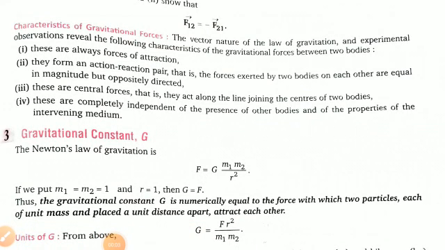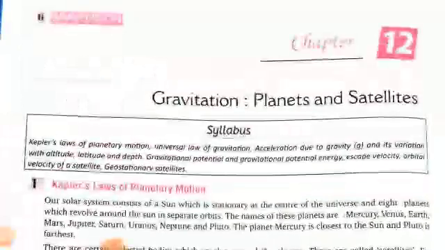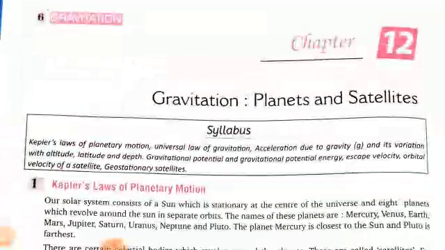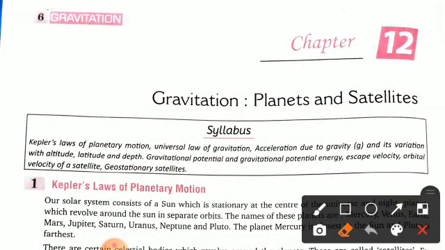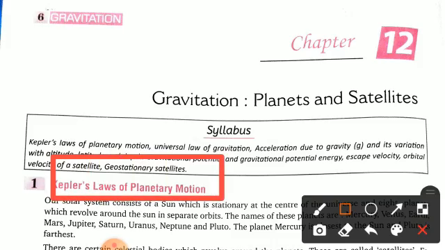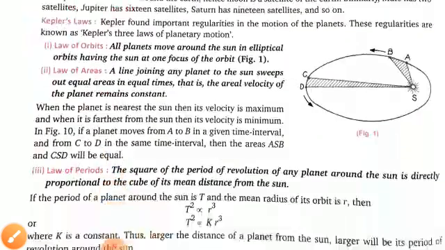As you all know, we are discussing the topic of gravitation, and in this topic we are talking about the planets and satellites. In our two previous lectures we covered Kepler's laws of planetary motion. As you can see here, we have already covered this. Clear?